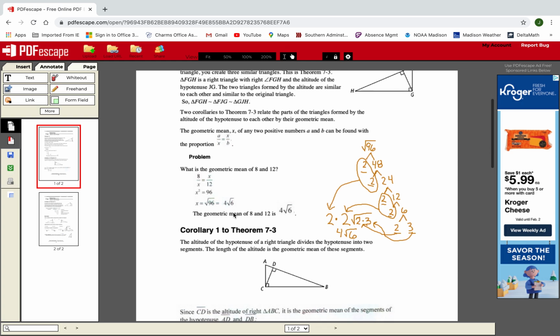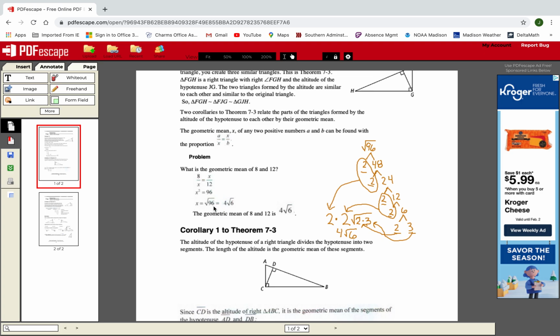So this says, what is the geometric mean of 8 and 12? Notice that 8 and 12 are in the numerator of one fraction and the denominator of the other, and the geometric mean itself is represented by the x's. When you cross multiply here, x times x is x squared, and 8 times 12 is 96. To undo the square, you have to take the square root of both sides. The square root of a square cancels out, and you have x. And you have the square root of 96 here.